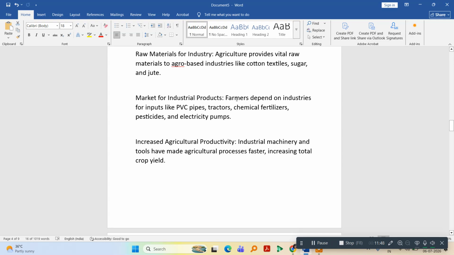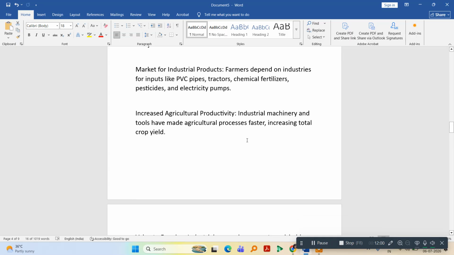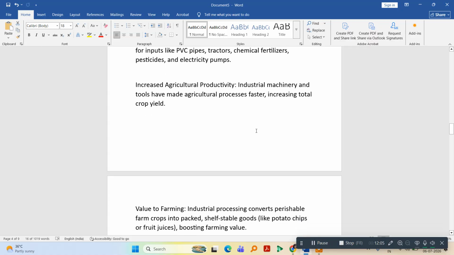Market for industrial products. Farmers depend on industries for inputs like PVC pipes, tractors, chemical fertilizers, pesticides, and electrical pumps. The next point is increased agricultural productivity. Industrial machinery and tools have made agricultural processes faster, increasing total crop yield.